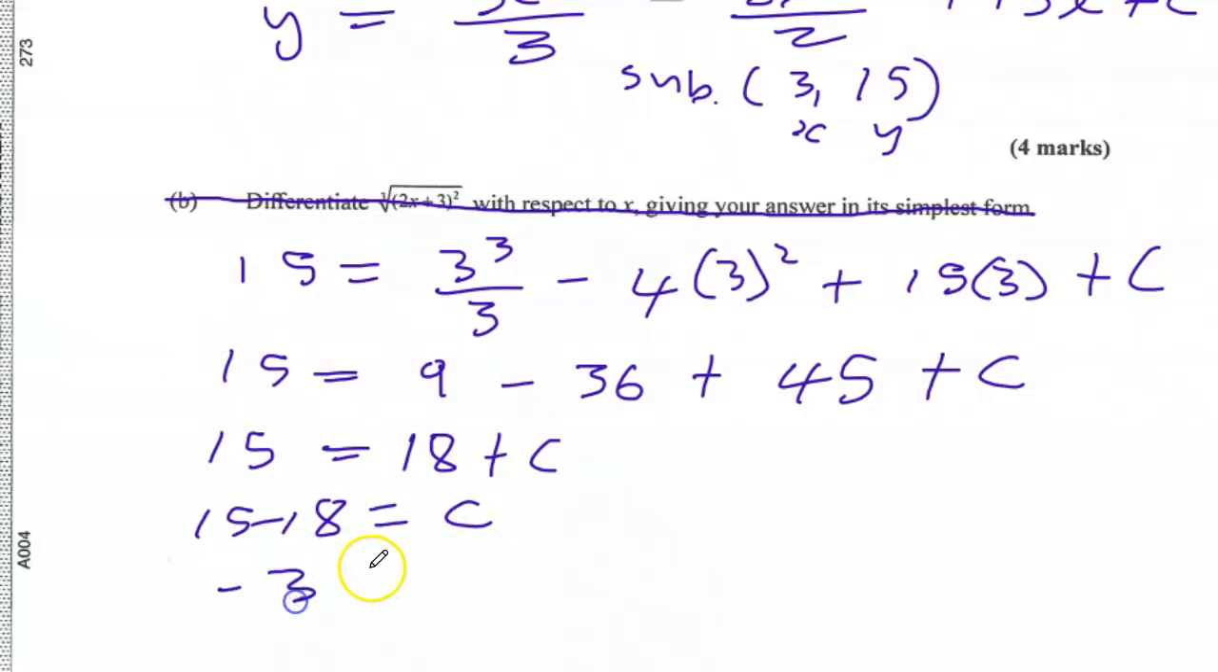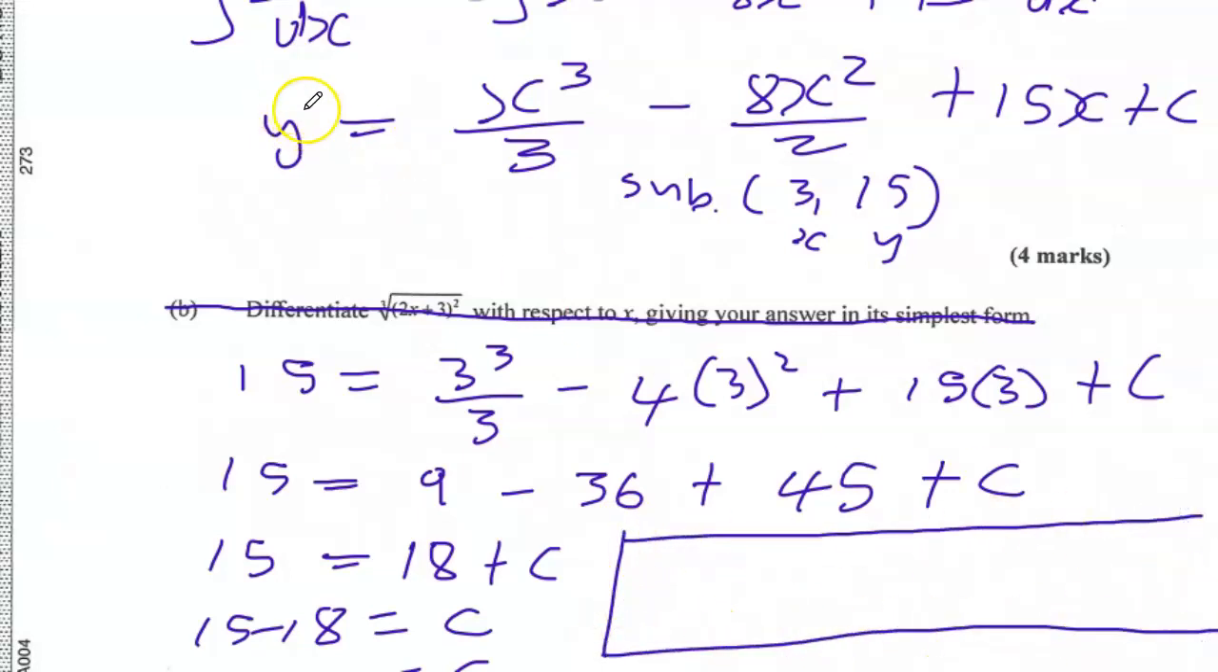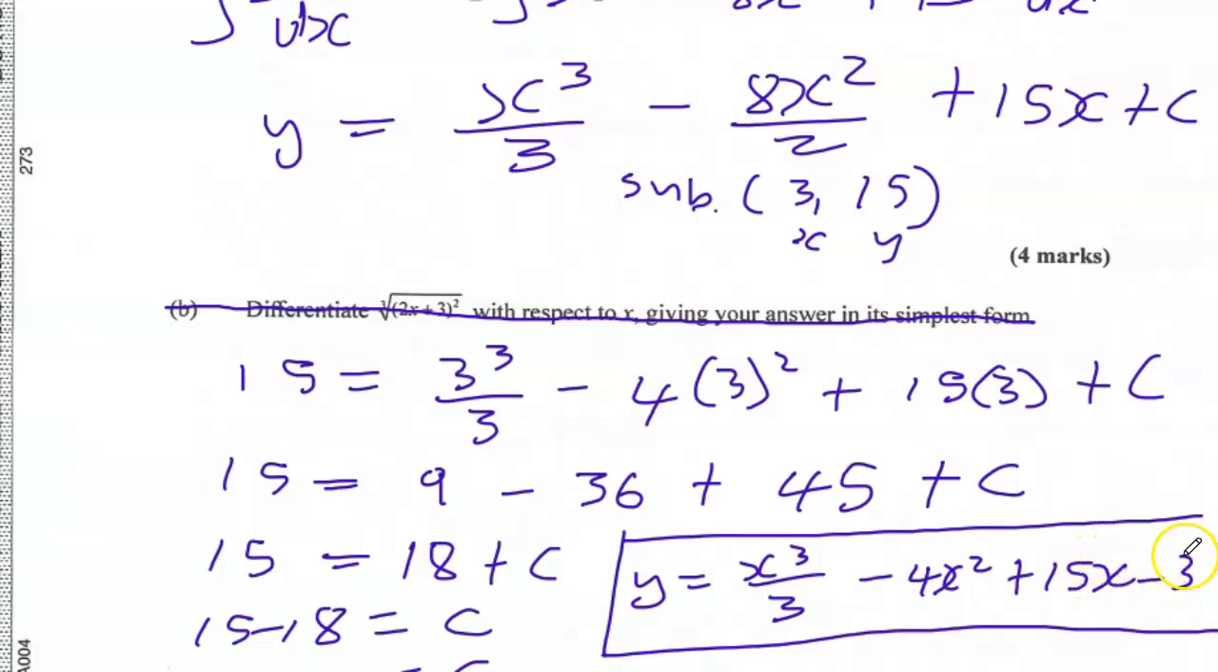So c will be negative 3. Therefore, the equation for the curve, we'll put it in this box here, is y equals x cubed over 3 minus 4x squared (2 into 8, that's 4x squared) plus 15x plus c, and we just found c to be minus 3.